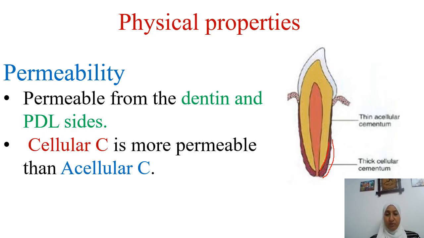Cellular cementum, of course, is considered more permeable than acellular cementum due to the presence of cells, and these cells communicate together, thus allowing the permeability to be greater in cellular cementum compared with acellular cementum.